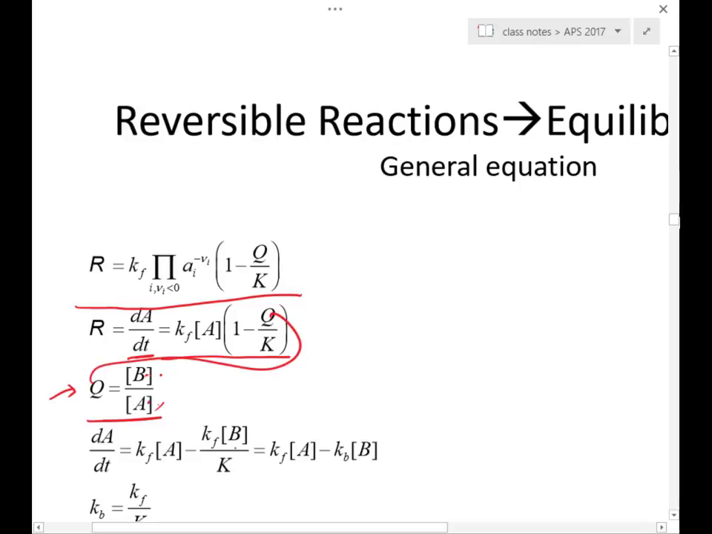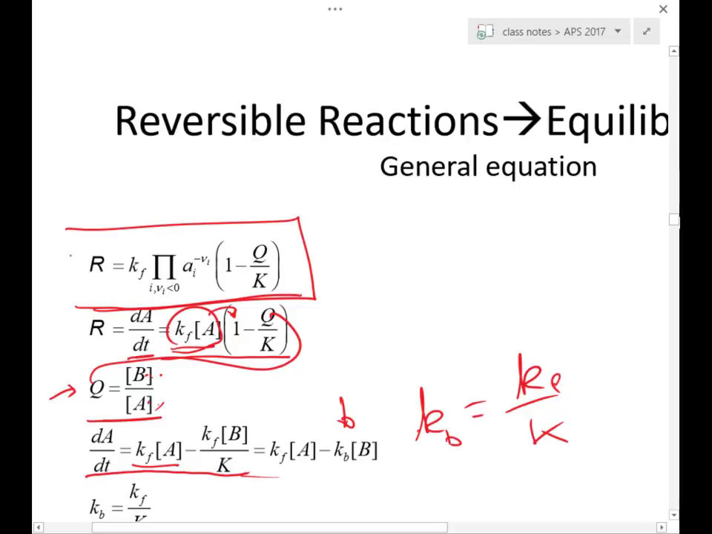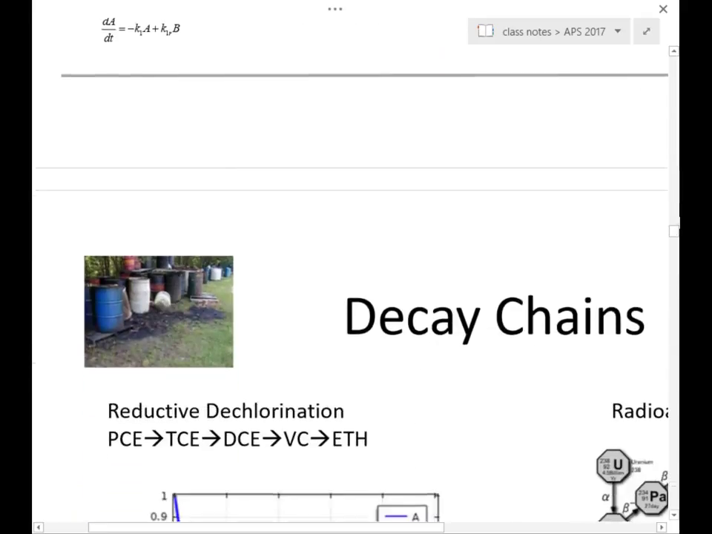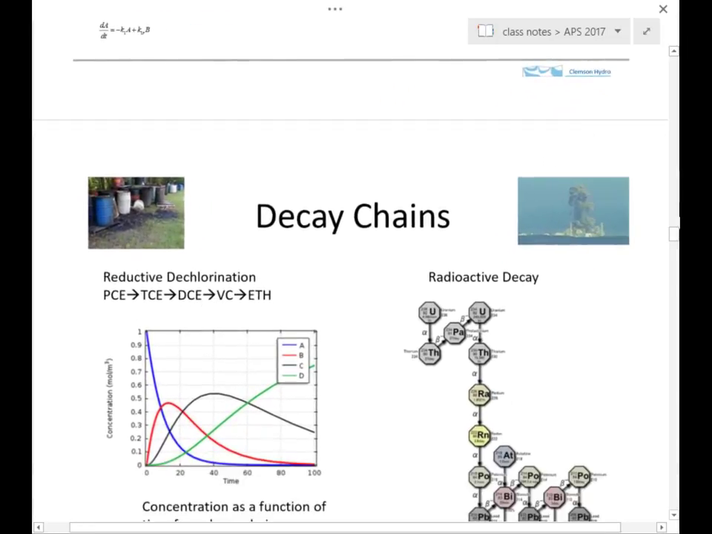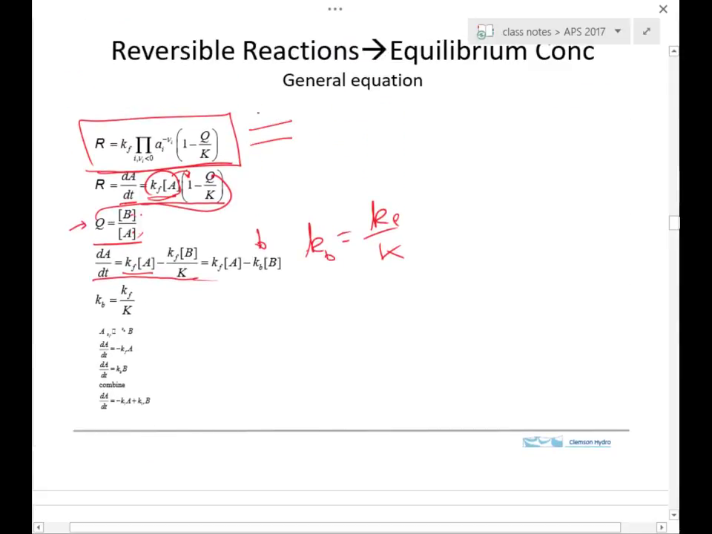Okay, but for our purposes here, we take Q and substitute it in, and we multiply KF through. So it's KF A multiplied by 1, and then KF A times Q. Q is B over A, so the A's cancel, and we get that. And then it's apparent here that KB is equal to the forward reaction divided by the equilibrium constant. Okay, so we can start with our general expression and we get this reversible reaction out of it. So that's a good check to make sure that these basic reactions that we're going to want to include can fall out of this general approach.